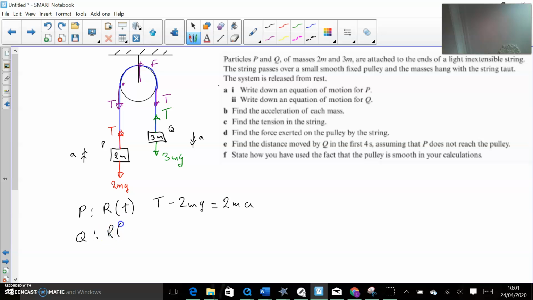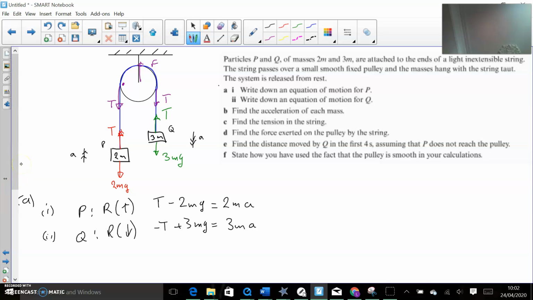Part two, you would have Q. I'm going to resolve down for that one, because that is the direction of A. So we have minus T, because we're going down, plus 3mg equals 3m times A. 3m is the mass in this case, not 3mg, that's the weight. 3m is the mass. So those are the two equations of motion, 1 and 2, part A.